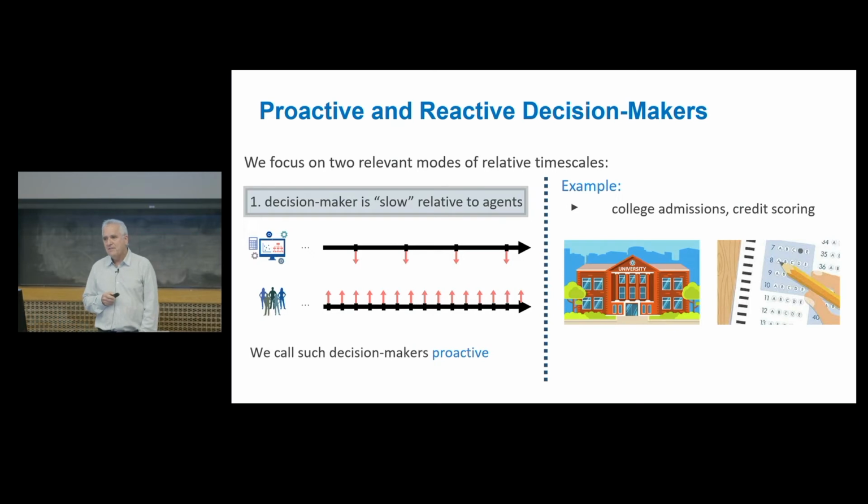This is really the classical situation, say of college admissions or credit scoring. The college takes in a bunch of applications. They don't look at every application and then adjust their criteria. They publish a model every couple of years and they update it slowly for obvious reasons. Similarly with credit scoring. So we call that the proactive situation.